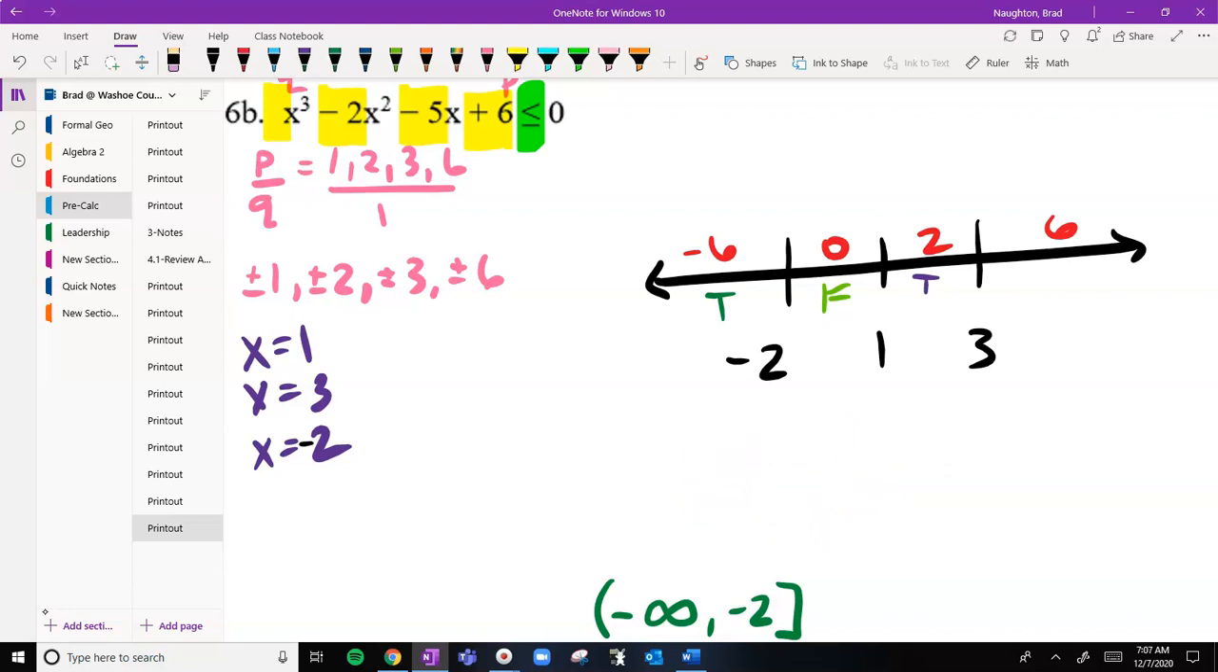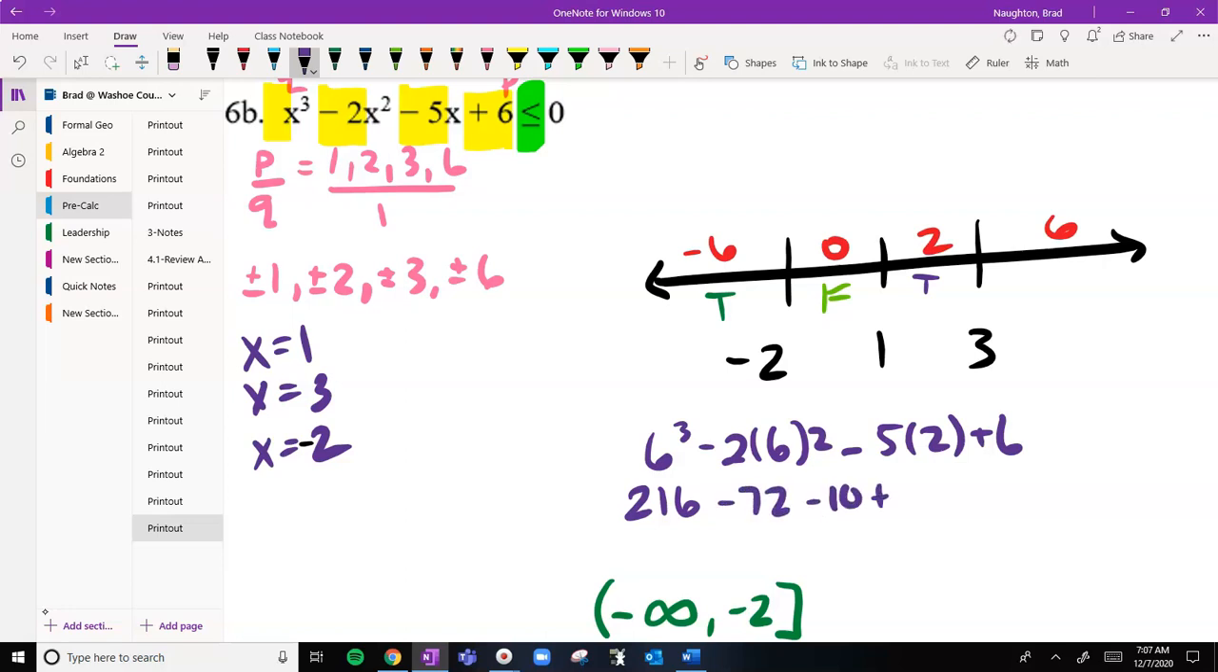Alrighty, and then last but not least is this 6, so we're going to do 6 cubed minus 2 times 6 squared, minus 5 times 6 plus 6, so 216. Again, we're going to be tough to get to negative from there. So minus 72 minus 10 plus 6, that's clear to say that that's false.